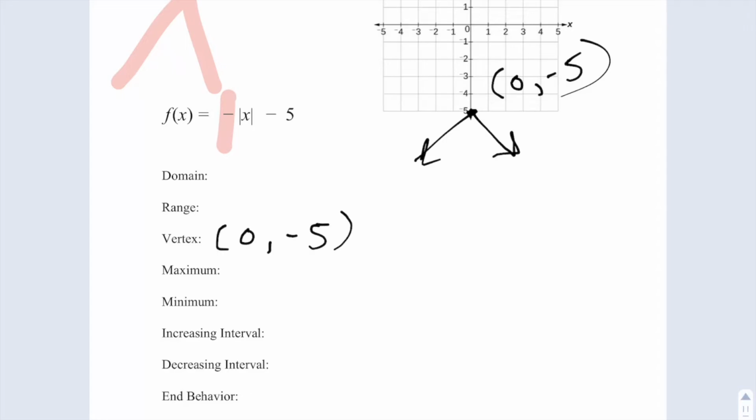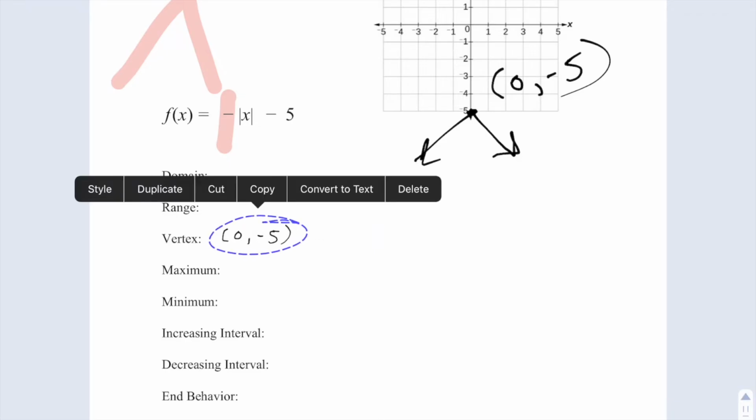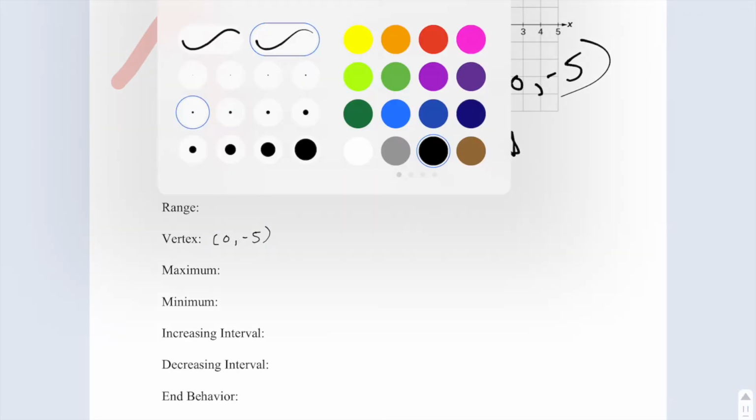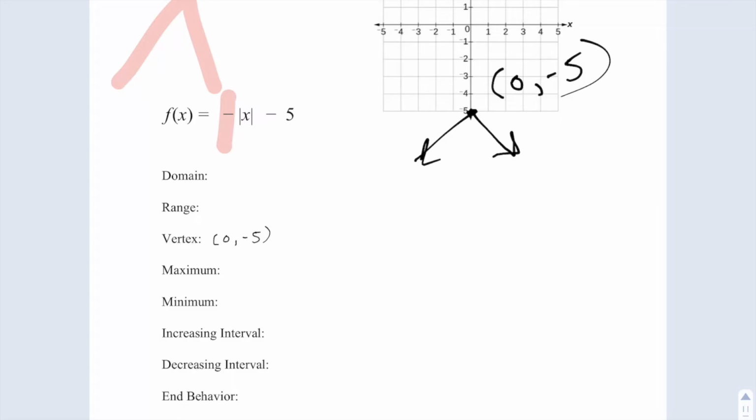I usually always like to try to find the vertex first, just so you guys know, because it makes everything else just flow a little nicer and a little easier. Well, now let's do my domain. My domain is all x values. Even though this graph is down here, it's still going to hit every single x value. So my domain is still going to be negative infinity to positive infinity.